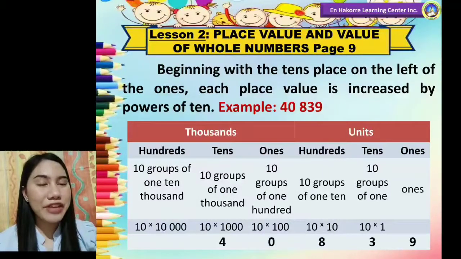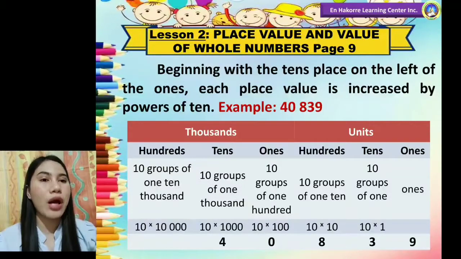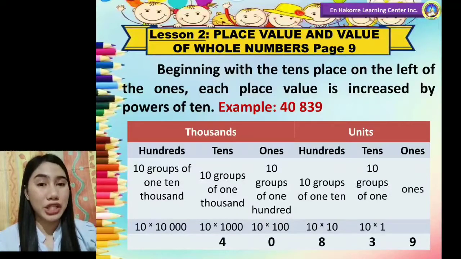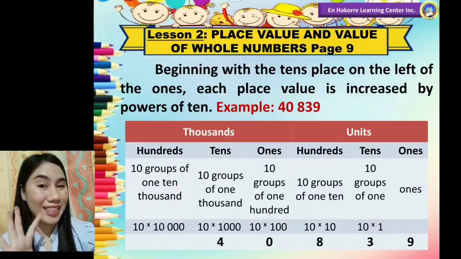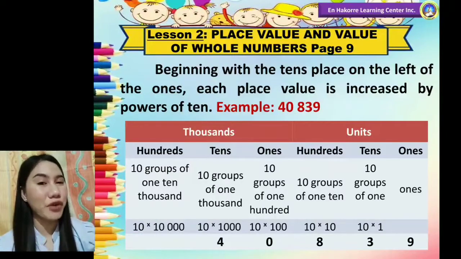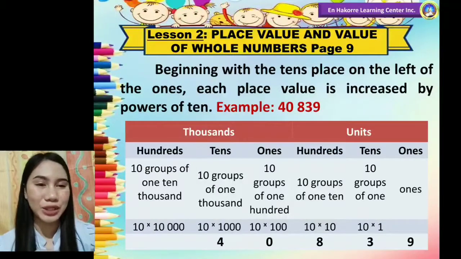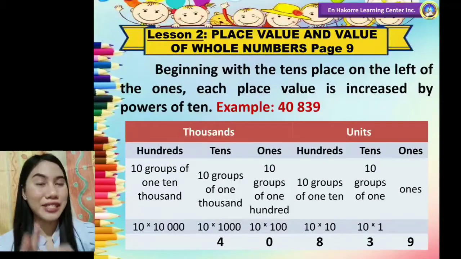But to maintain the value of our example here in 40,839 children, we have there 0 as the thousands place of our number. So since there are 10 groups of 100 in the thousands place, therefore, here in our example, 40,839, you have there 0 in the thousands place.